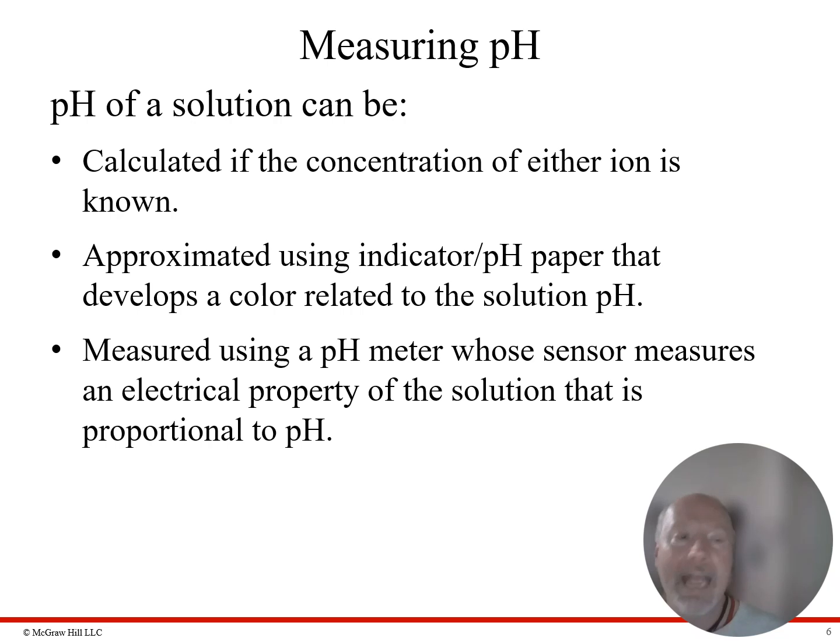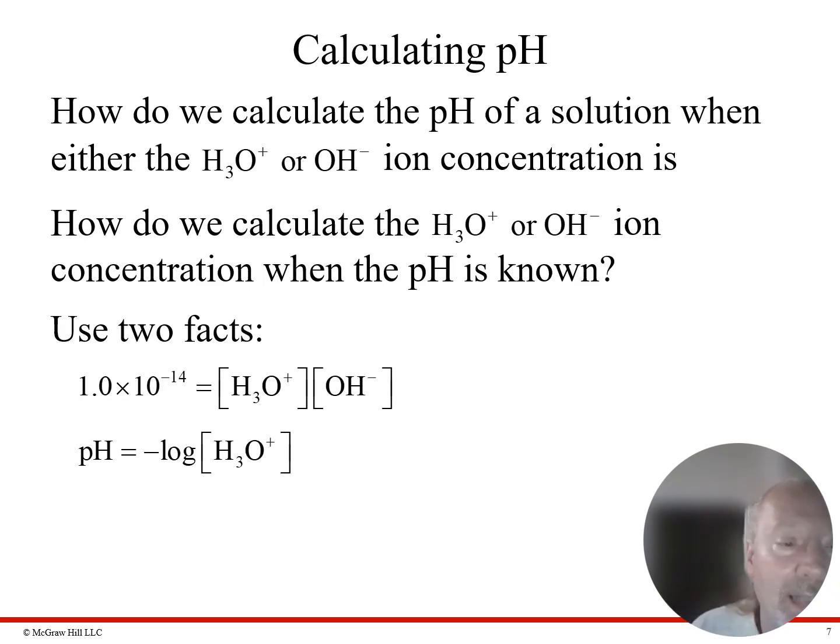Now, the pH of a solution can be calculated if the concentration of either ion is known. It can be approximated using indicator pH paper, where a color change can tell us the pH. We can use a pH meter and measure electrical properties that will tell us what the pH is. So we have many ways to measure the pH, but we can use our calculators to figure out, if we have a concentration, what that pH value would be, or if we have a pH value, what the concentration would be. Now we have tricks to doing this, but we must remember our facts.